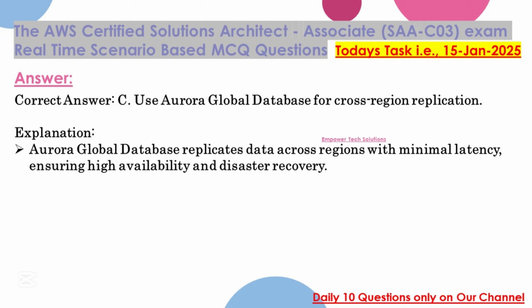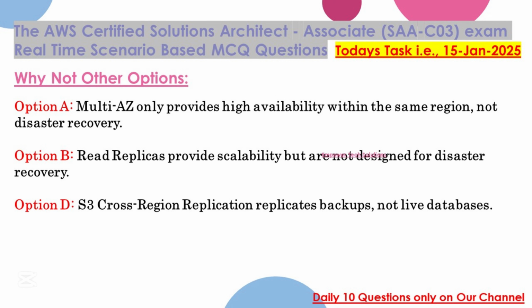Explanation: Aurora Global Database replicates data across regions with minimal latency, ensuring high availability and disaster recovery. Why not other options? Option A. Multi-AZ only provides high availability within the same region, not disaster recovery. Option B. Read replicas provide scalability, but are not designed for disaster recovery. Option D. S3 cross-region replication replicates backups, not live databases.